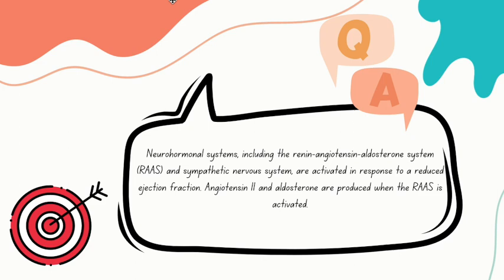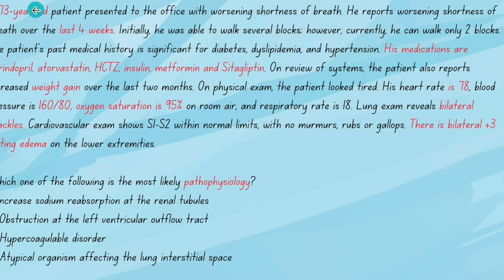Okay, let's go and look at the anatomy of the question. So, a 73-year-old patient. First, the age is appropriate for heart failure. Usually, in patients older than 60 to 70, the reason for heart failure is coronary artery disease. The patient presented to the office with worsening shortness of breath.